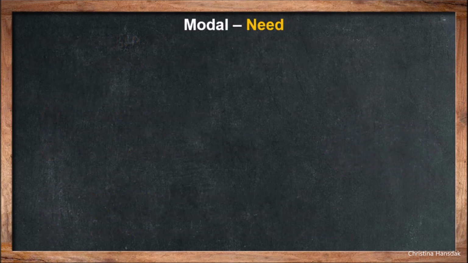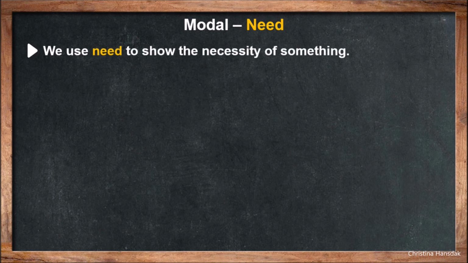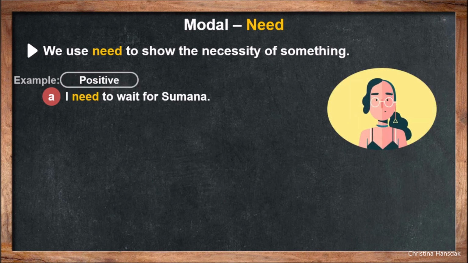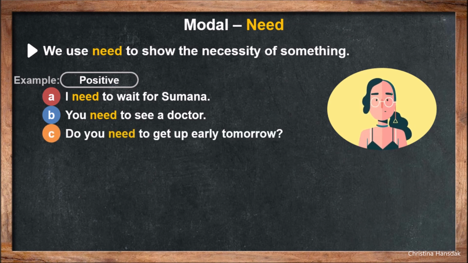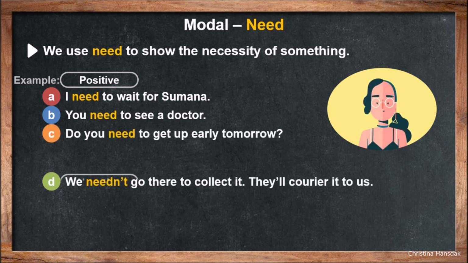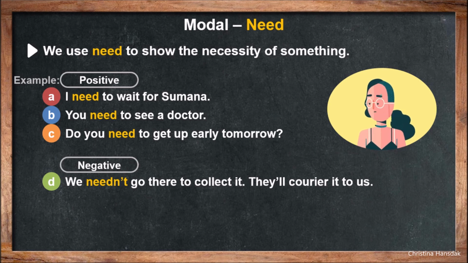Now, let's learn how to use the modal need. We use need to show the necessity of something. Example, sentence number A. I need to wait for Sumana. Sentence number B. You need to see a doctor. Sentence number C. Do you need to get up early tomorrow? Sentence number D. We needn't go there to collect it. They'll courier it to us.